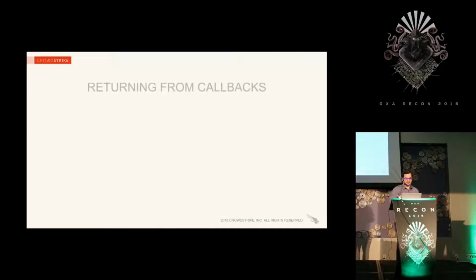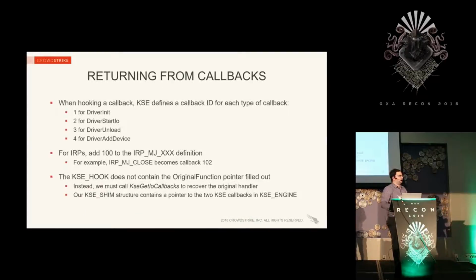Oops. So we said that if you have a function, you get the original address. Now when you hook a callback, you don't actually get the original address filled out. Instead, what you're supposed to do is call this other function, KscGetIoCallbacks, and KscGetIoCallbacks returns to you the original callback. So kind of weird. For functions, you get the address. For callbacks, you have to ask it what the address is.